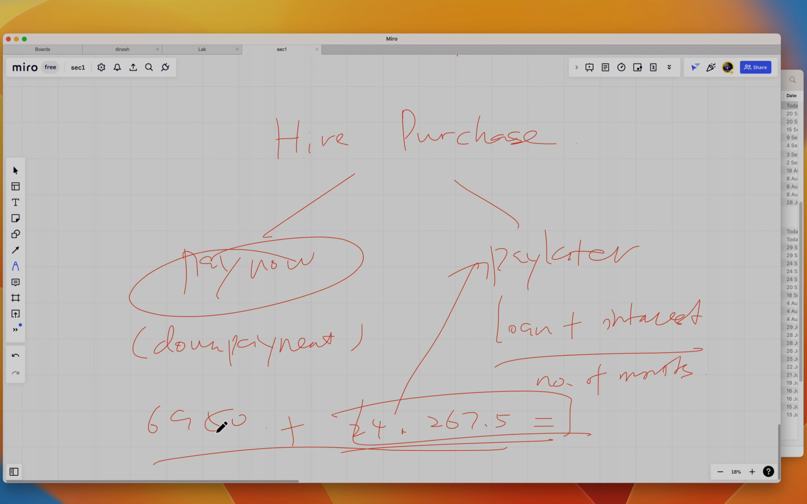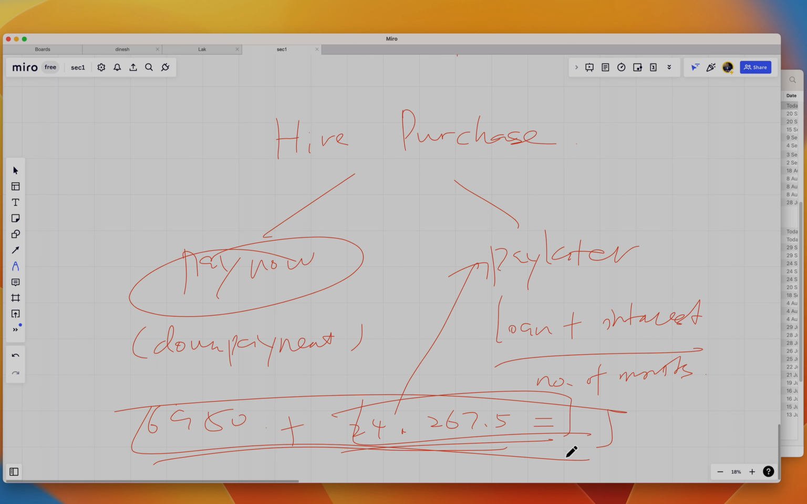I got 7217. Never mind about your answer. Can you help me check? 6950 plus 24 times 267.5 is 13,370. Oh, I forgot to times 24 months. Then what have you done? I added, but then I didn't times 24 months. If you don't times 24, that means you are paying only 1 month. Does it make sense?